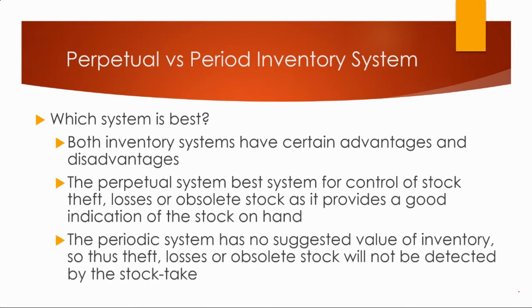Whereas your periodic system has no suggested value of the inventory, so thus theft and lost or obsolete stock will not be detected until stock sale. But this one is a lot cheaper, so this option would be better for someone that does not have a lot of stock that moves during the year and for your small businesses. Okay, so for your smaller businesses, your startups, this would be a better option. Okay, now you can tell me what is obsolete stock? When we talk about obsolete stock, what is it?